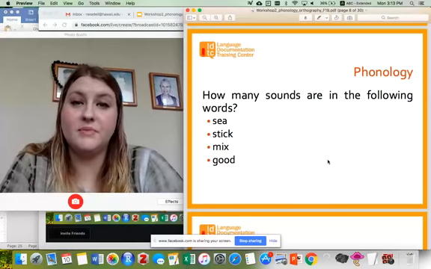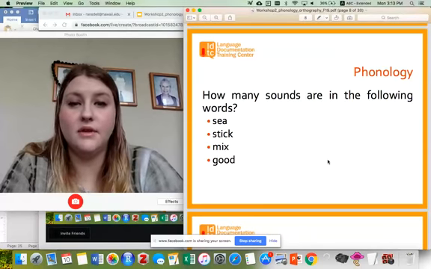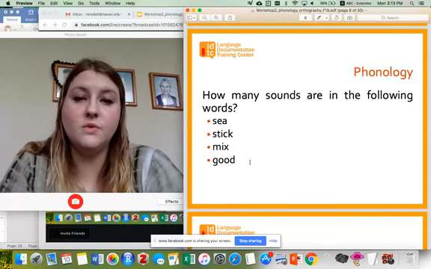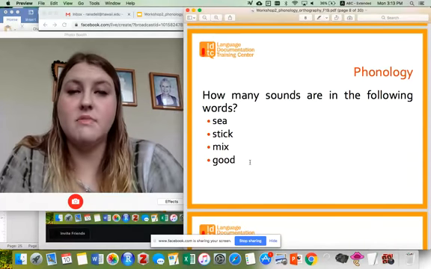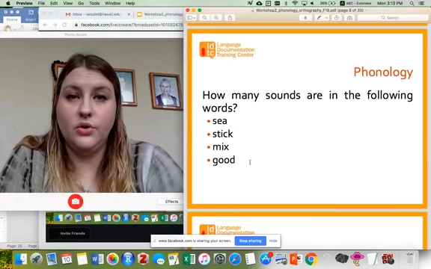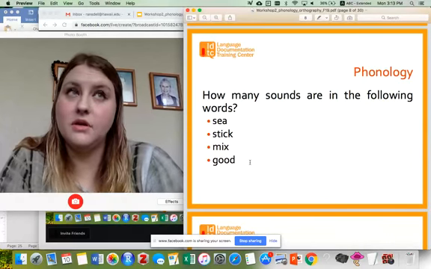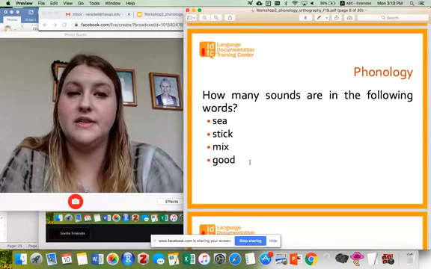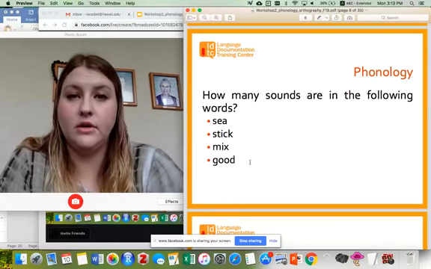Two letters represent one sound. So for good, you have two O's, which make a single sound. So if you're going to count the sounds rather than letters, you would have to say that good has three sounds, G, U, and D, good.